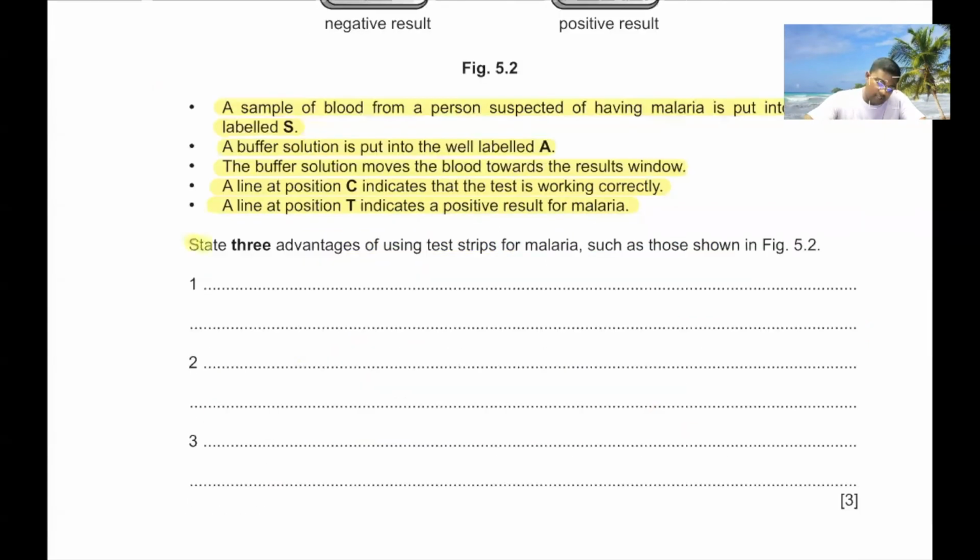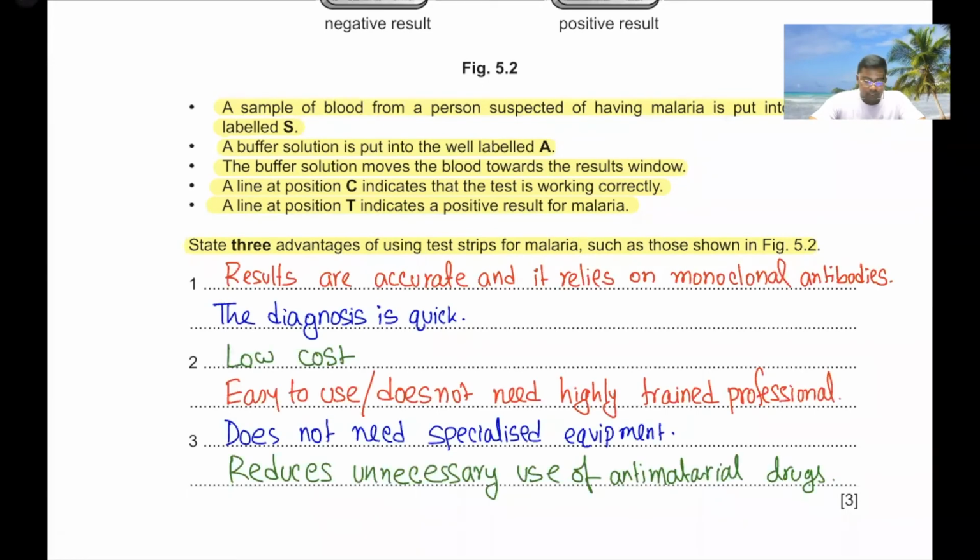State 3 advantages of using test strip for malaria, such as those shown in figure 5.2. So basically, the results are accurate and it relies on monoclonal antibodies. The diagnosis is very quick. It is a relatively low cost solution. It is easy to use and does not need a highly trained professional. It does not need specialized equipment, reduces unnecessary use of anti-malarial drugs on patients that don't have malaria. Guys, even though a lot of options are given, any 3 points from these will suffice for the answer.